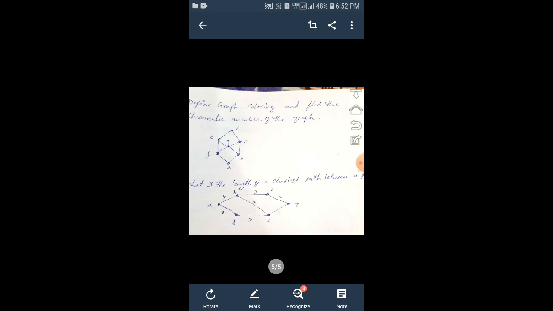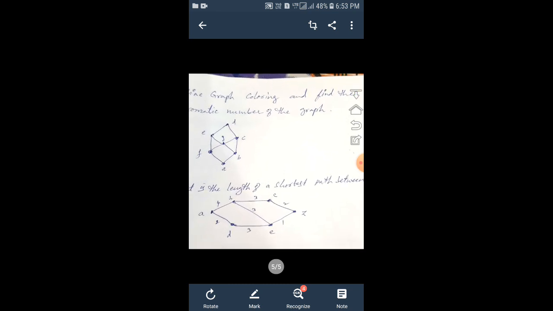And the next question, seventh one, define graph coloring and find the chromatic number of the given graph. With vertices A, B, C, D, E, F, G given, you have to define graph coloring and the chromatic number, and find what chromatic number this graph has.